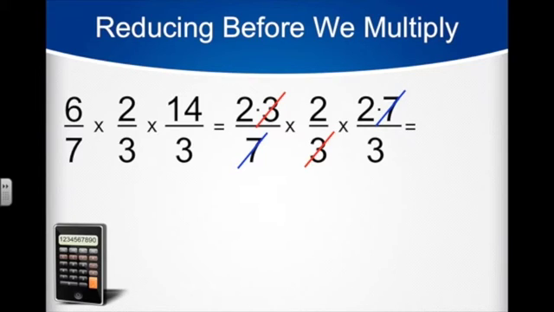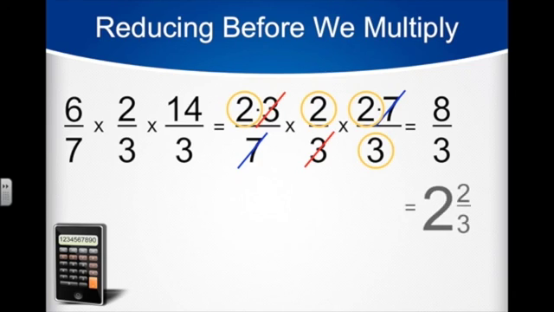Now we just need to multiply the 3 2's that are left in the numerator and bring over the 3 left in the denominator to get our completely reduced answer, 8/3. 2 times 2 times 2 is 8, and 1 times 3 is 3. Finally, 3 goes into 8 2 times with a remainder of 2, so we can write the improper fraction 8/3 as the mixed number 2 2/3.